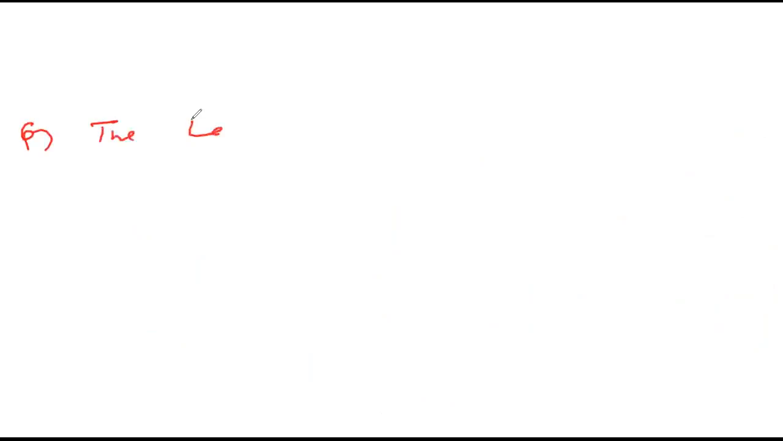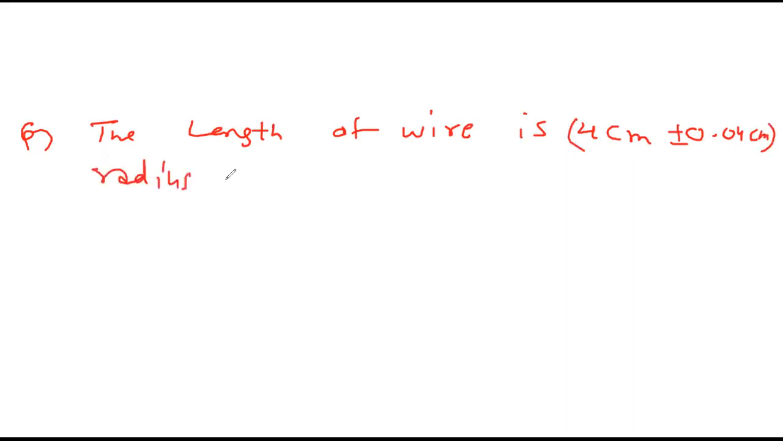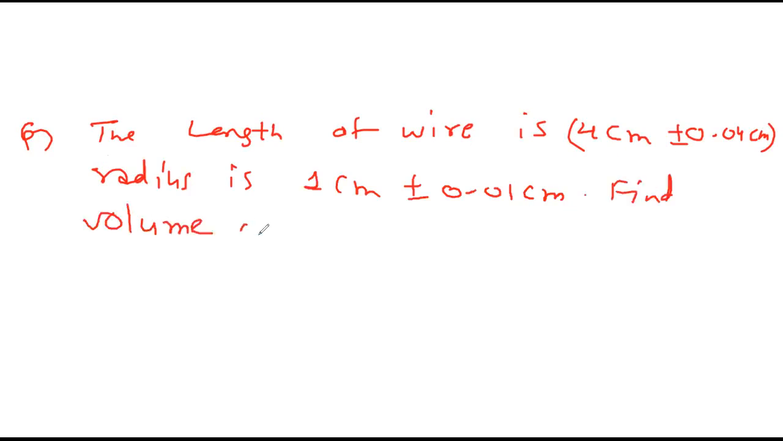The length of wire is 4 centimeter plus or minus 0.04 centimeter. Radius is 1 centimeter plus or minus 0.01 centimeter. Find volume of wire.